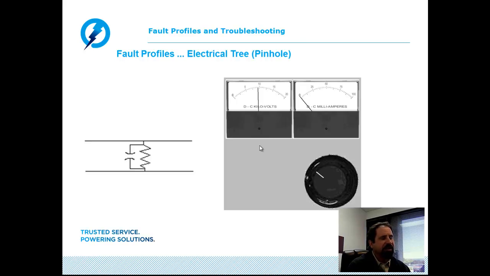So again, another thing that we're looking for in this fault profile to let us know that conditions are good for our locate is that when we are thumping, every time the surge generator discharges, we should be able to see a rather good, strong kick on both the DC voltmeter and the DC ammeter.